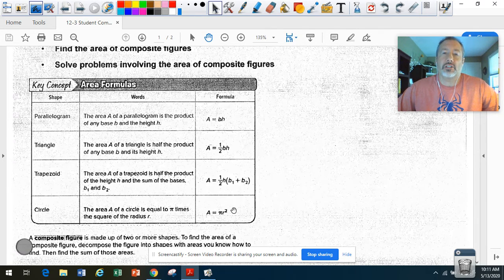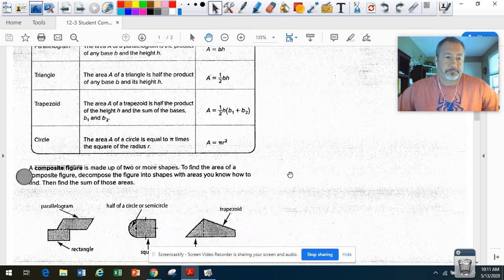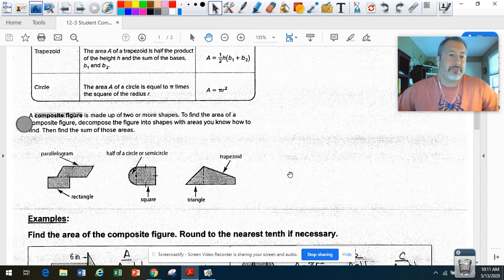Remember, your radius goes from the center out to the edge. If you're given the diameter, make sure that you cut that diameter in half. You divide the diameter by 2, and then that gives you your radius. So, composite. A composite figure is made up of two or more shapes. To find the area of a composite figure, decompose the figure into shapes with areas you know how to find. Then find the sum of these areas.